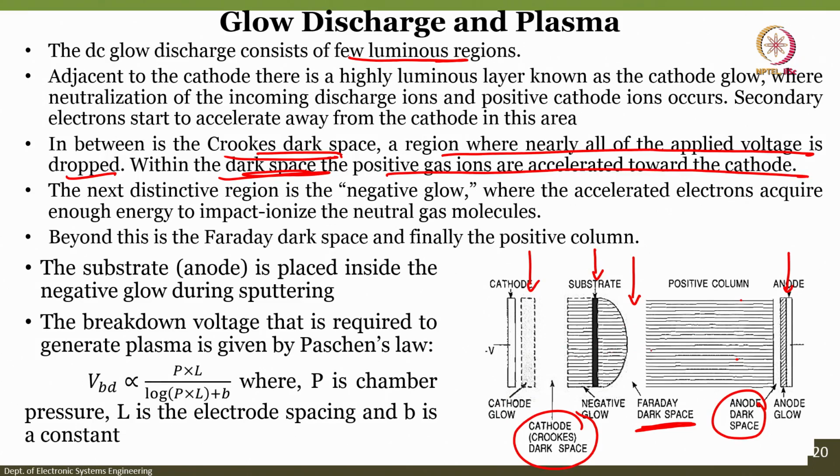So, the positive ions are accelerated towards the cathode, and the next distinct region is the negative glow, right, where the accelerated electrons acquire enough energy to impact ionize the neutral gas molecules. Now, beyond the Faraday dark space, which is this one, and finally the positive column, the substrate anode is placed inside the negative glow during the sputtering. The breakdown voltage required for creating the plasma is given by Paschen's law, which is right over here, where P is the chamber pressure, L is the electrode spacing, and B is a constant.